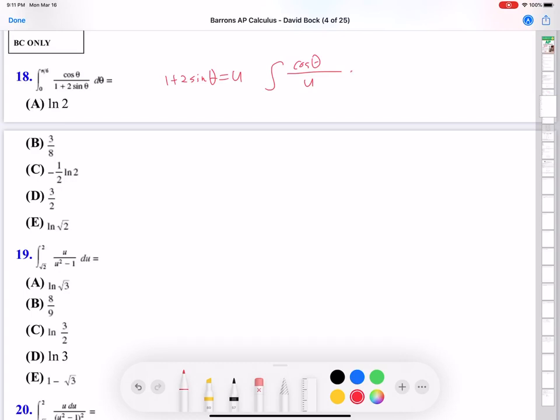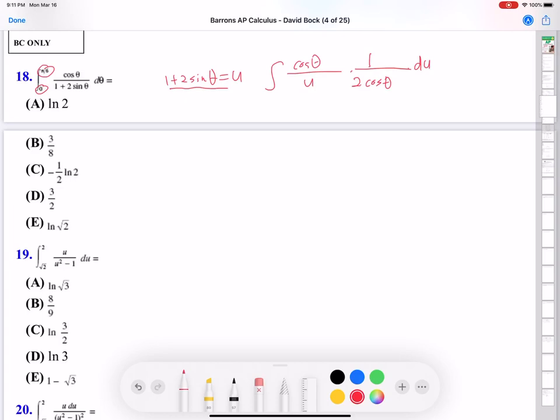How to do that? So 1 over the derivative of the u part, du. Derivative of 1 is 0, and derivative of sine theta is cosine theta. So the derivative of the u part is 2 cosine theta, right? Times du. Then I change these two numbers, 0 and pi over 6, the lower limit and upper limit, to u values.